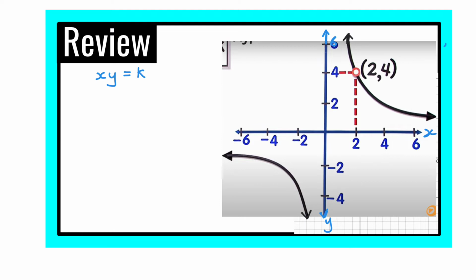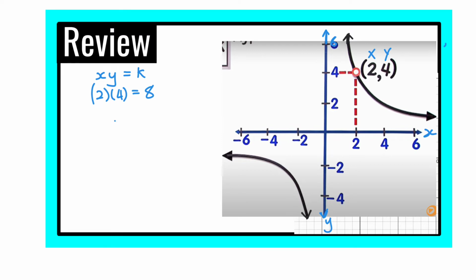Looking at this graph here, if I look on my x-axis at 2 and go up to the line, a point on the graph, I have (2, 4). So when x is 2, y is 4. That's a point on the line. So if I multiply those together, x is 2, y is 4, then the k value for this graph is 8.